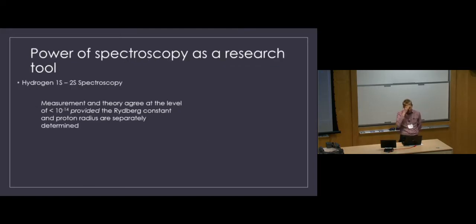A couple things to tell you about how powerful spectroscopy can be. Here's a couple examples. One is the case of the hydrogen 1s to 2s transition. You can actually pretty precisely calculate the energy levels of hydrogen. That's mostly true. You need to know 2 things. One would be the Rydberg constant. The Rydberg constant serves as a scale factor. We need to understand how to get from energy into frequency, and frequency is defined by cesium clocks, not hydrogen, right? The other thing you need to know is the proton radius.